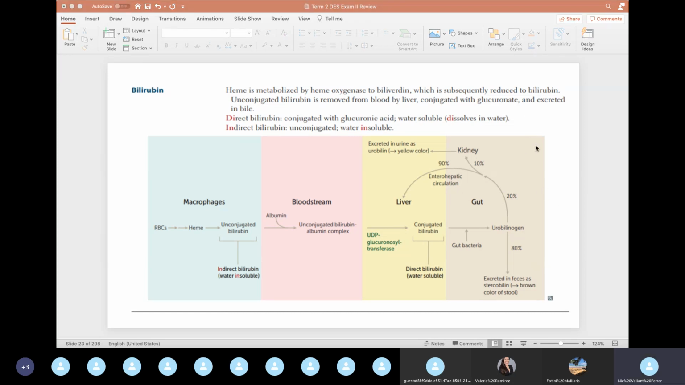Let's summarize here. Heme is metabolized by heme oxygenase to biliverdin, which is reduced to bilirubin. Don't forget, unconjugated bilirubin is removed from blood by the liver, conjugated with glucuronate and excreted in your bile. Direct bilirubin is the conjugated form, therefore it is water soluble. It dissolves in water. The indirect bilirubin is unconjugated bilirubin. This is water insoluble. You need to know both terms: conjugated, unconjugated, direct, and indirect. Okay?